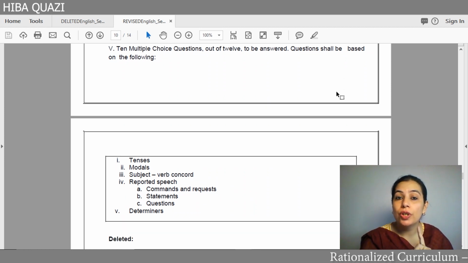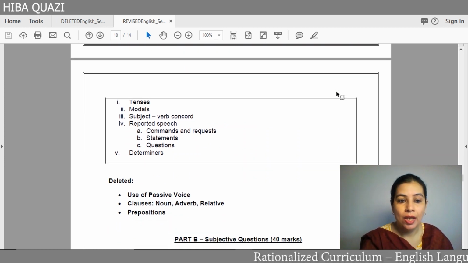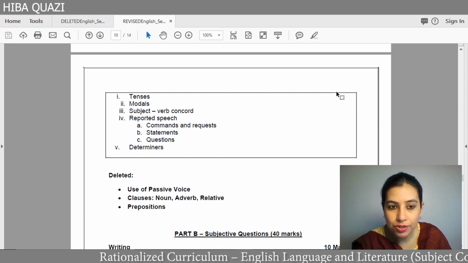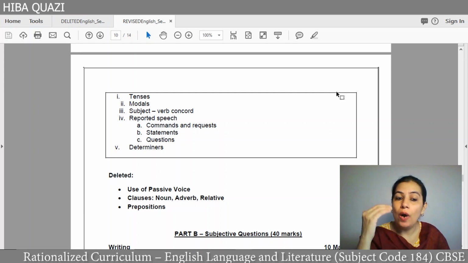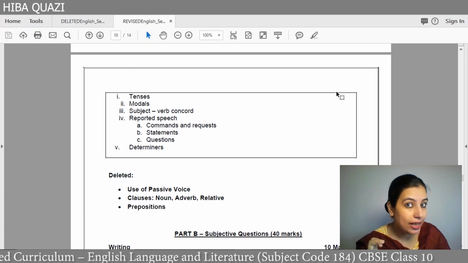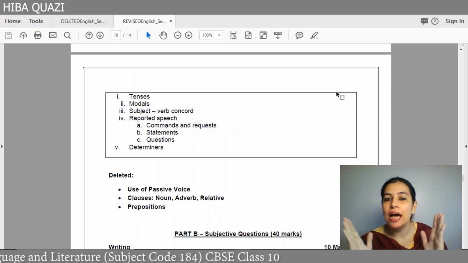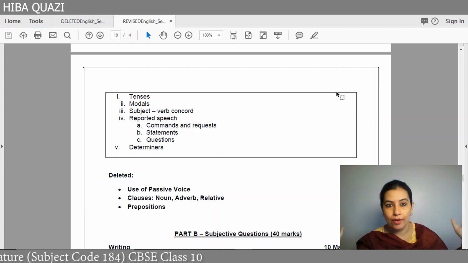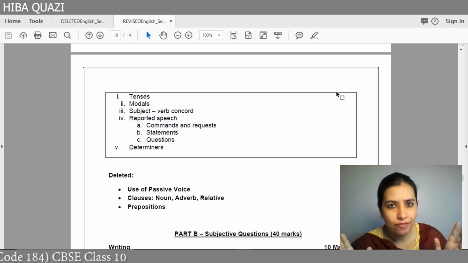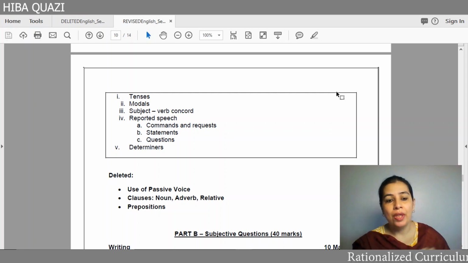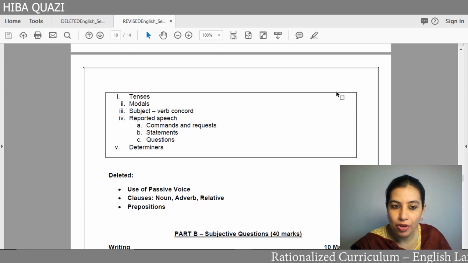And the topics which the grammar questions will be based on are tenses, modals, subject-verb concord, that is subject-verb agreement, reported speech. Now under reported speech, what are the types that will be asked? Commands and requests, statements and questions. So they have narrowed down reported speech from the larger area to a comparatively narrower one, and the questions will be based on these 3 concepts only: commands and requests, statements, questions. And then finally, the 5th concept for grammar is determiners.